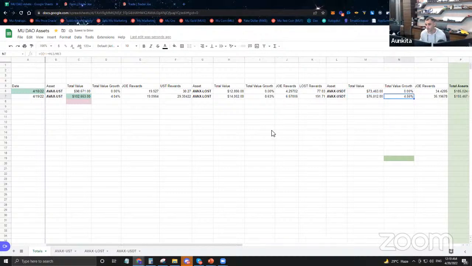That guy grew by 4%. That guy grew by 8%. That guy grew by 4%. So we get an extra $2,000 there on that asset as well.